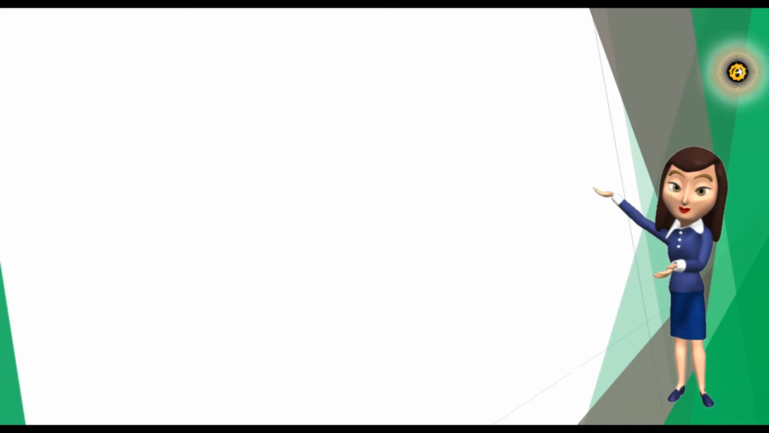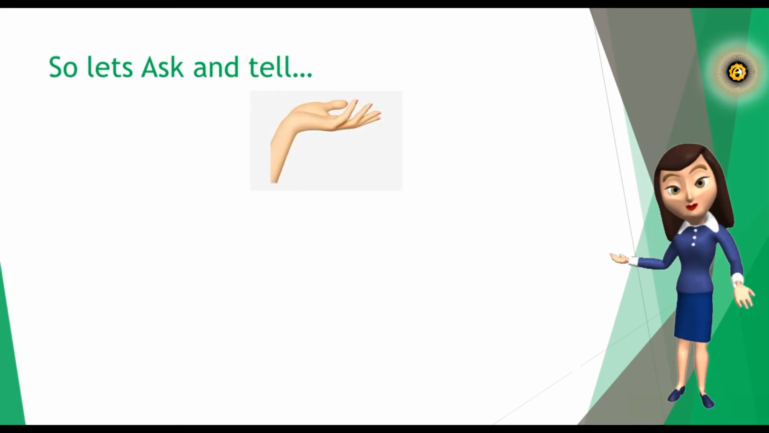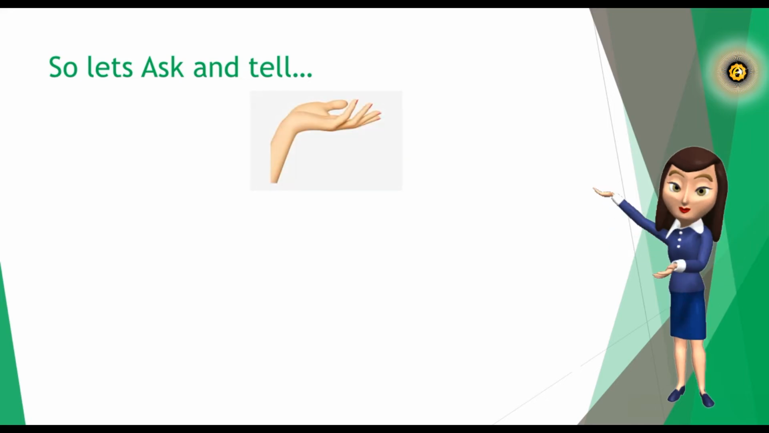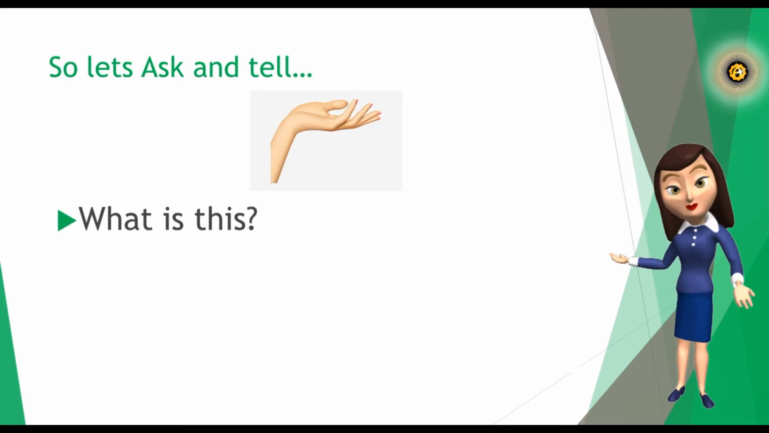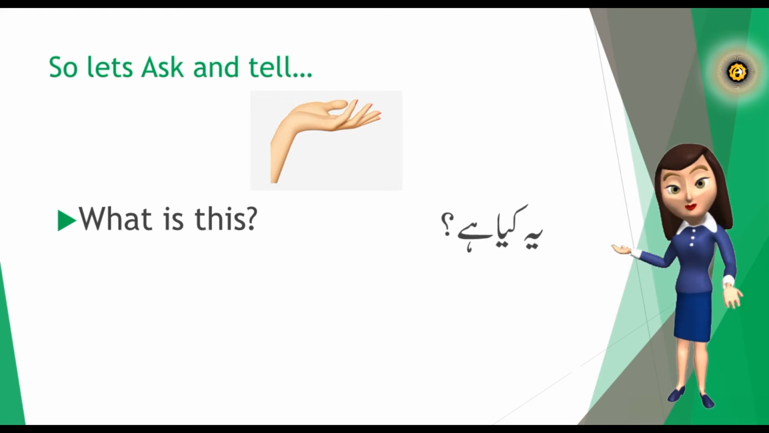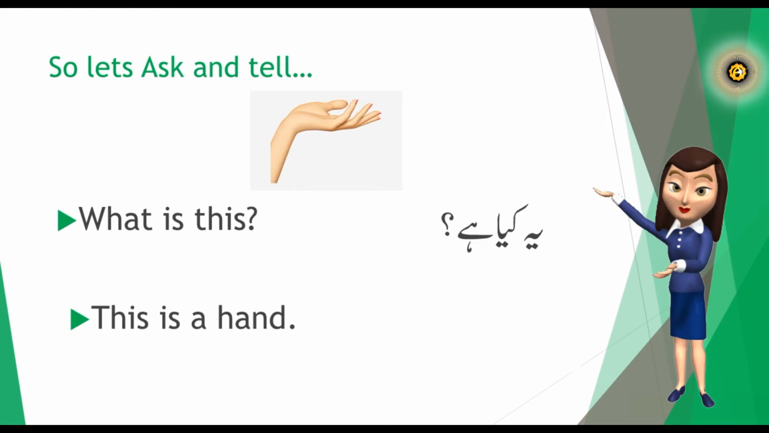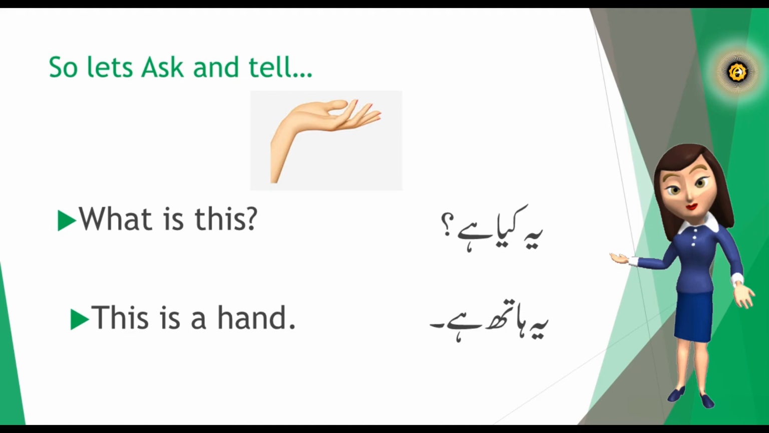Alright. Now let's ask and tell about this, about hand. So in English we say, what is this? And in Urdu the question is, ye kya hai? Then the answer is, this is a hand. And in Urdu it is, ye haath hai.